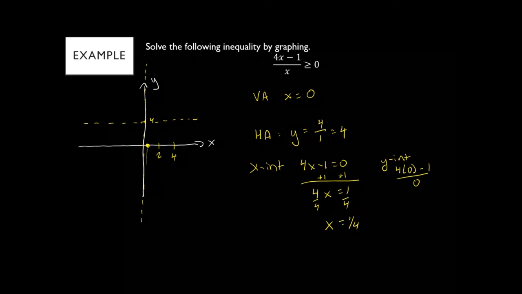So if I had to hazard a guess, I would think that this part looks like how I've sketched it here on the right part. And then on the left side, we need to determine, are we going to be above or below our horizontal axis? So you can plug in a number like -1. So 4 times -1 minus 1 over -1. So that's -4 minus 1 over -1. That's -5 over -1. We get 5. So we're going to be up here. So this graph is going to roughly look like this.